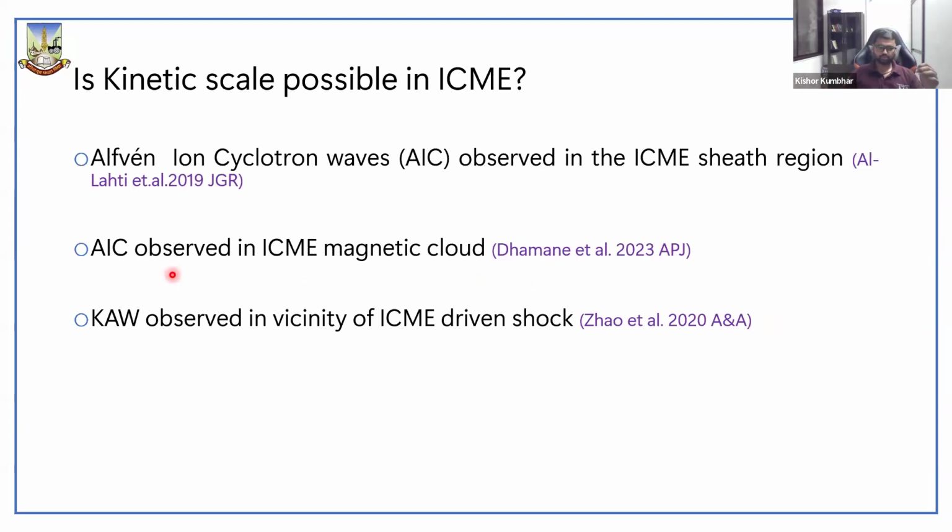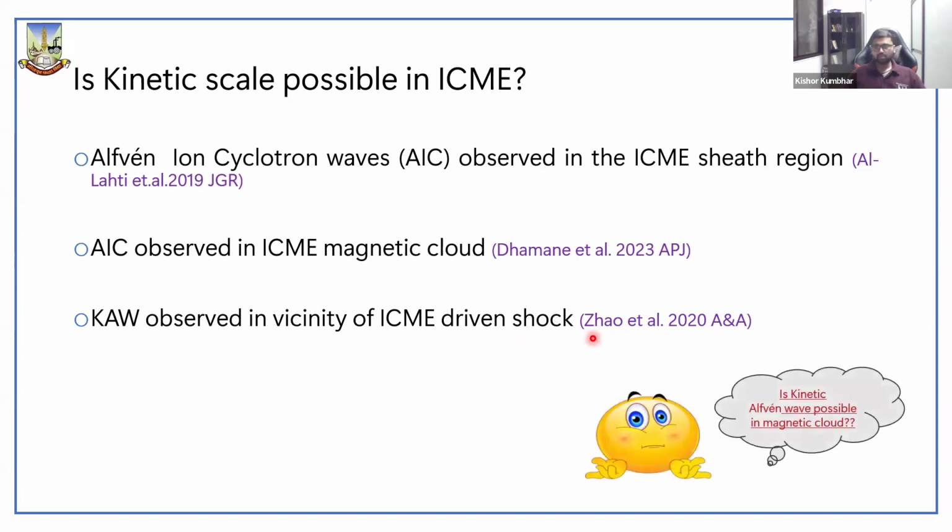And recently, our group has also observed this unique branch of the kinetic wave in the ICME magnetic cloud. And we were successfully able to establish the link between the fluid and kinetic scale in a low beta plasma environment, such as an ICME magnetic cloud. Apart from this, there was one study conducted by Zhao et al., where they performed multi-spacecraft observations using Solar Orbiter and Wind, where they observed the presence of KAW waves inside an ICME-driven shock. Still, the question arises: can we observe the kinetic Alfvén waves in magnetic clouds? In the sense, it is true that we observed AIC waves, but can we observe the second branch of the kinetic waves in ICME magnetic clouds?